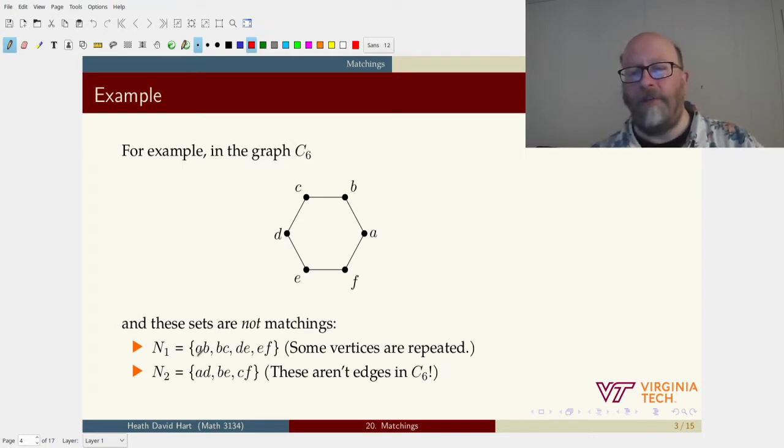These sets are not matchings. AB, because B and E are matched to different vertices. So this is not a matching. And then this one's not a matching because they are not edges. AD, there's no edge there. There's no edge from B to E, no edge from C to F. And so you can't match if there's not actually an edge between them. That's not a matching.